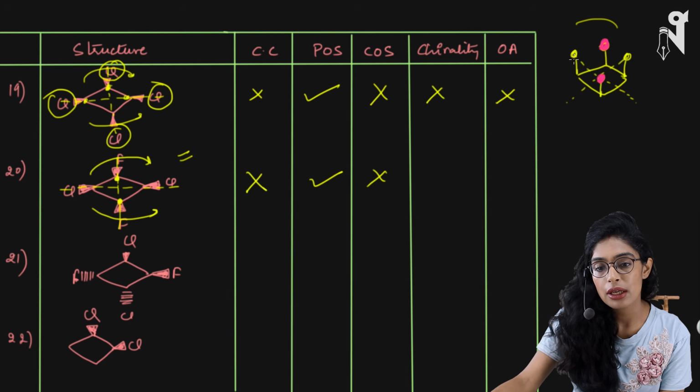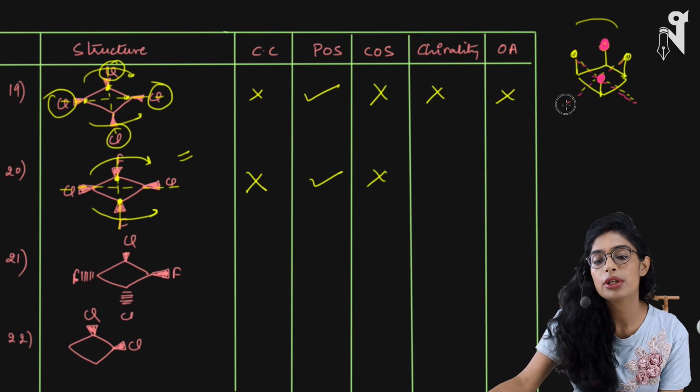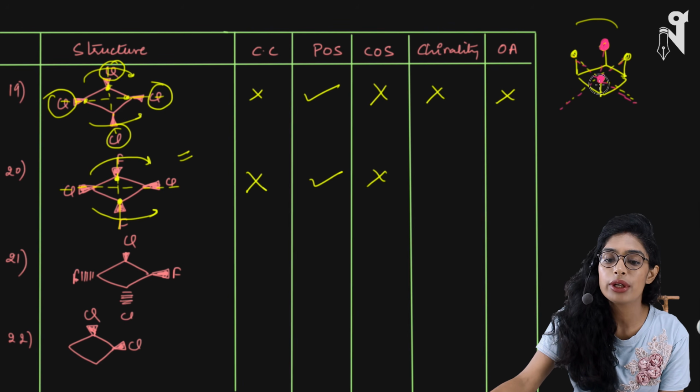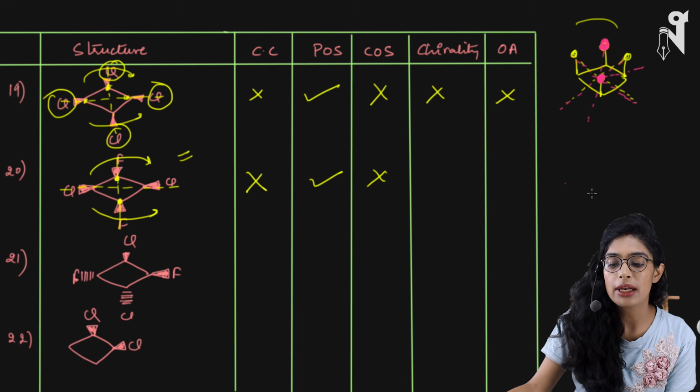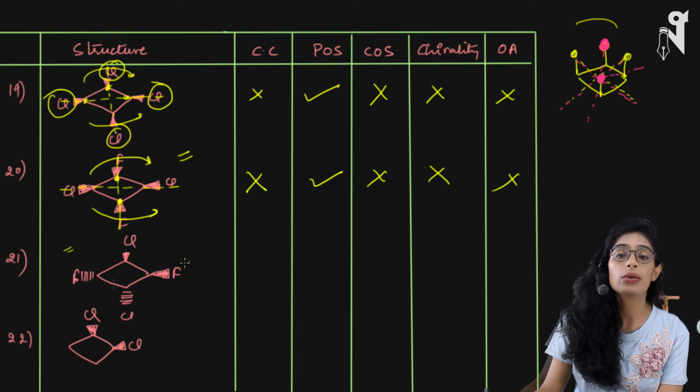No, because again your chlorine doesn't have a chlorine in the opposite direction, your chlorine doesn't have a chlorine in the opposite direction, your fluorine doesn't have a fluorine in the opposite direction, and this fluorine also doesn't have a fluorine in the opposite direction. So no COS. Chirality, no. Optical activity, no. So now look at the next molecule.